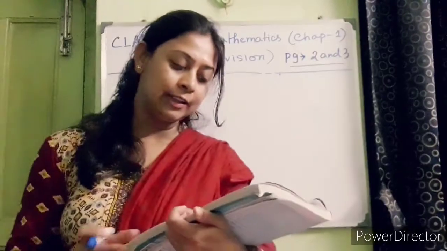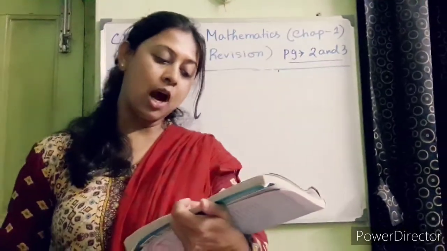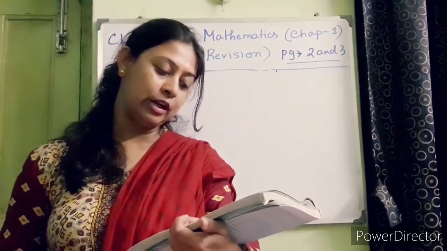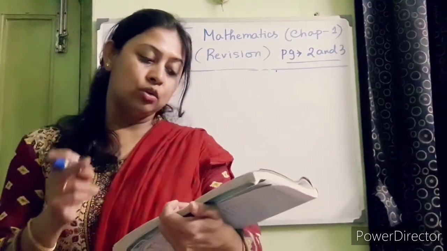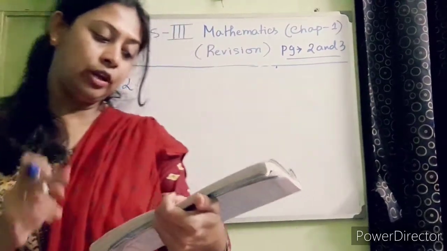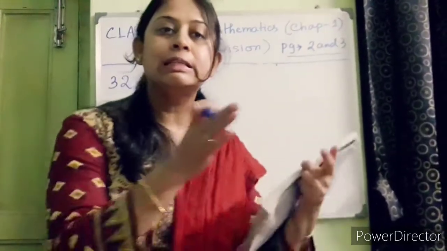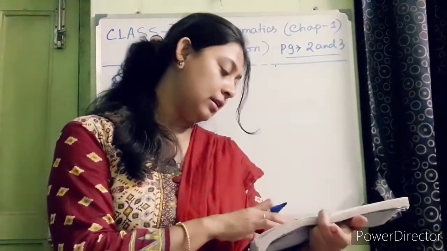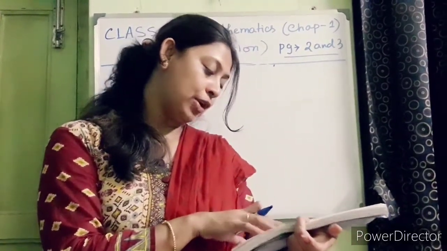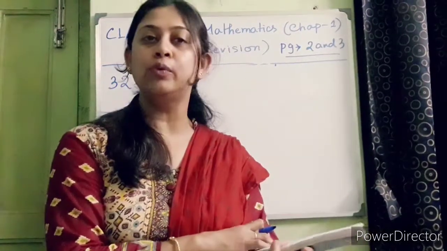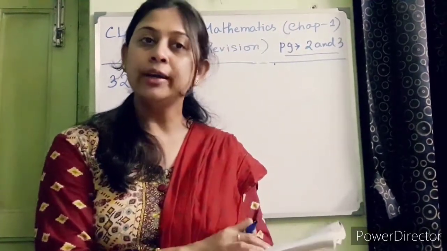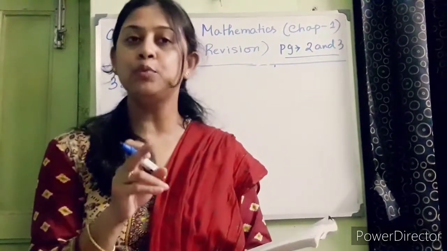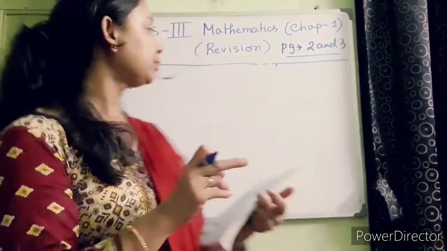Question number 32. There are 932 students in a school. How many girls are there in the school if the number of boys is 324? So here the total number of students is already told. Total number of students means girls and boys both. But here the number of boys is 324. So when you find out the number of girls present in the school, you have to subtract. Clear?